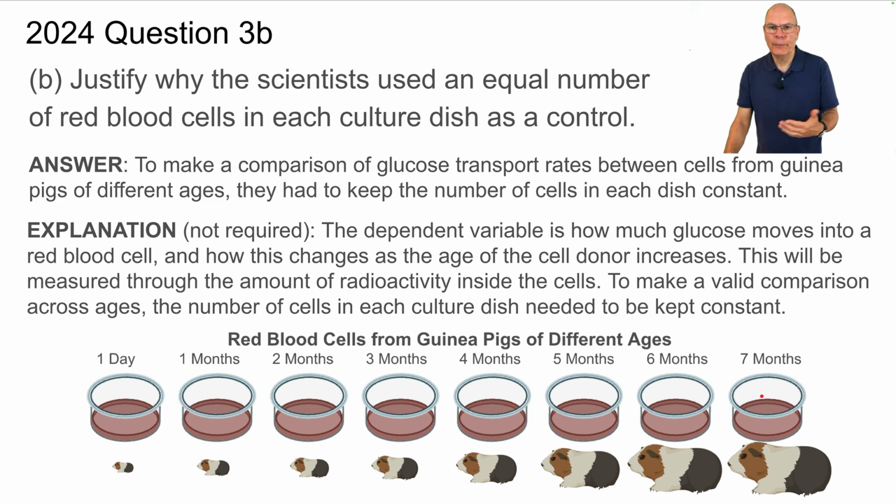If there were 5 billion cells in this dish, and you're measuring the amount of radioactivity inside the cells, and there's only 1 billion in this dish, that's not a valid comparison. So, in order to make the comparison across ages valid, they needed to make sure that there's the same number of cells in each culture dish.